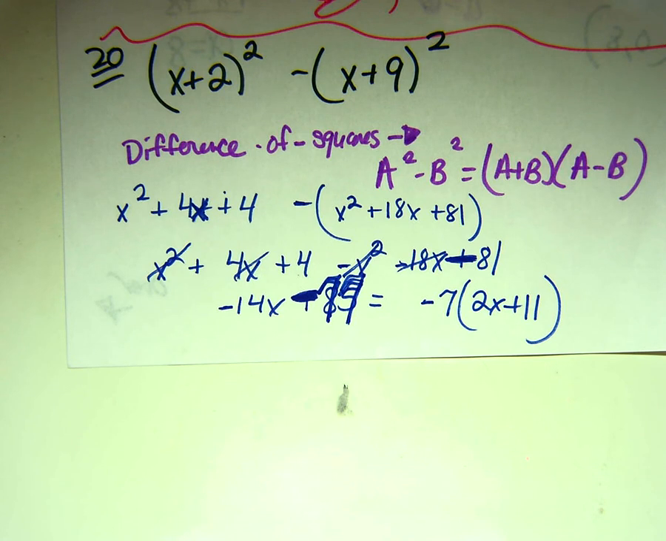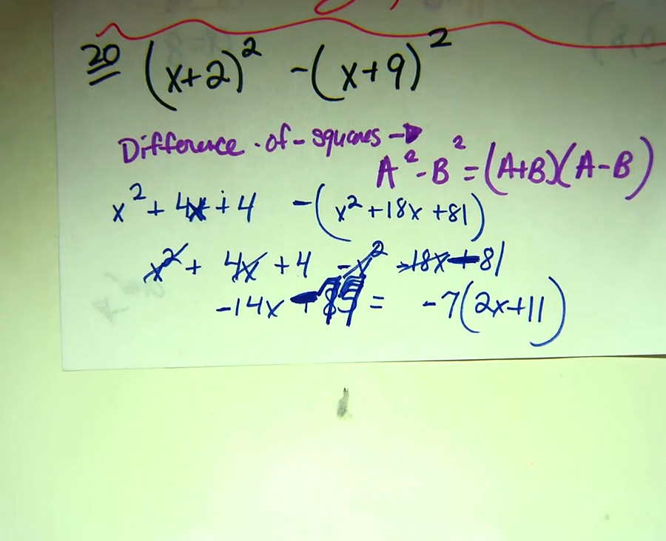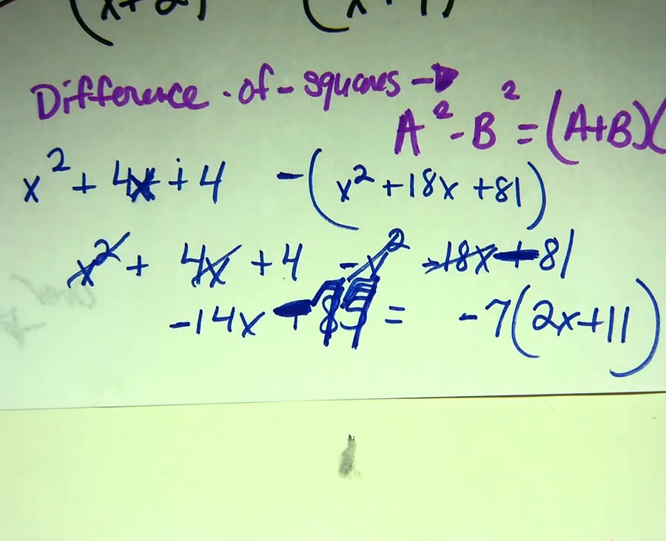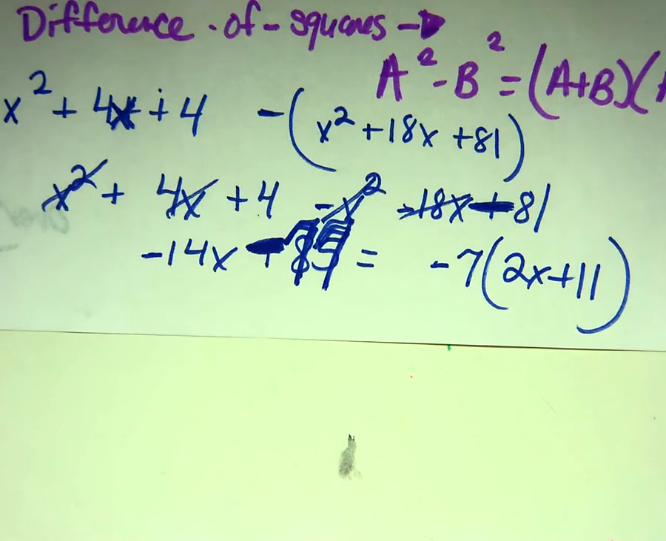There's a general formula for the difference of squares, which I hope you can see in purple. You have a squared minus b squared equals a plus b times a minus b. So let's look at these. Hopefully you can see in the blue. Let me try to zoom in. And again, my apologies, I made a mistake here.